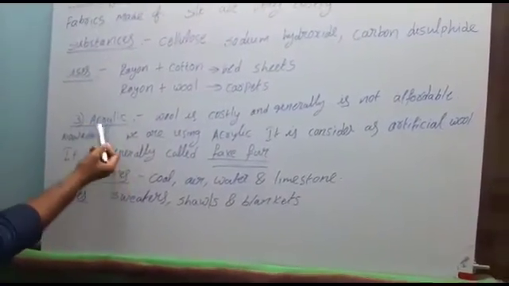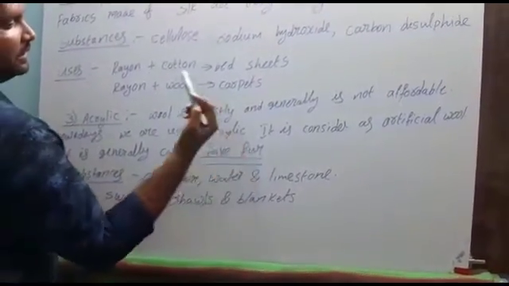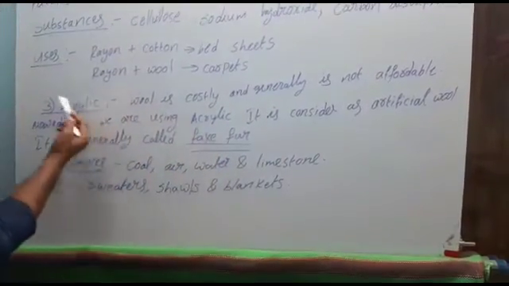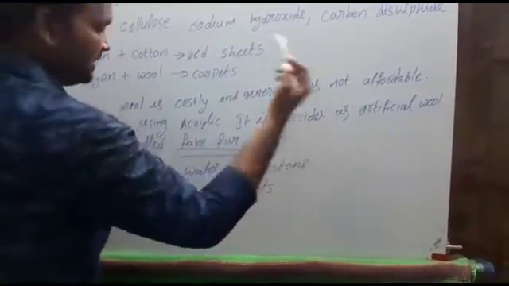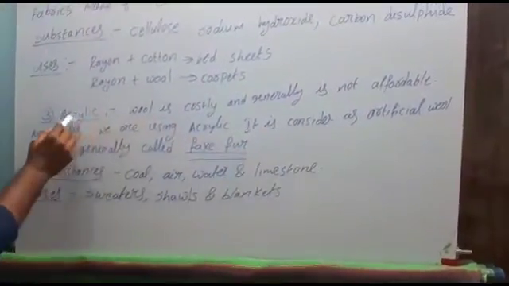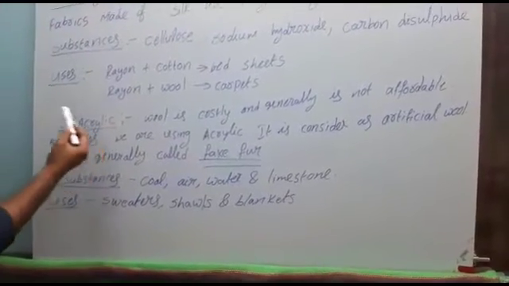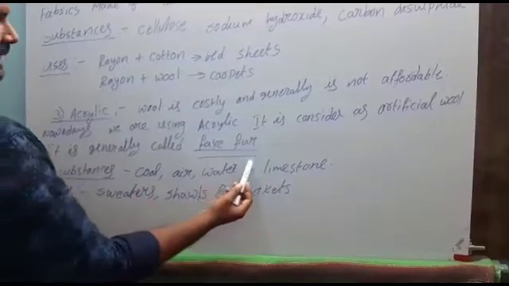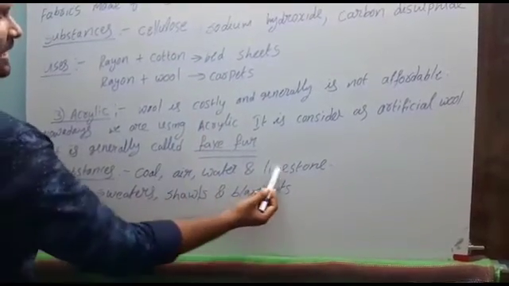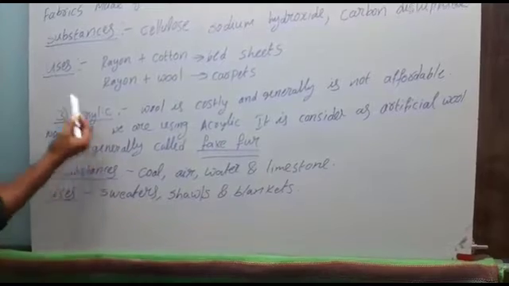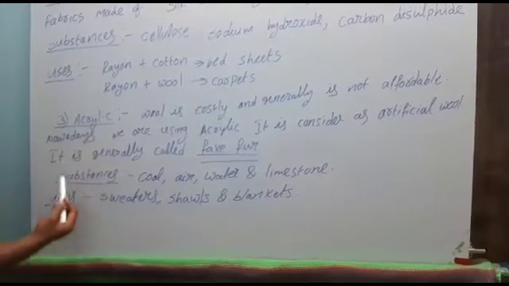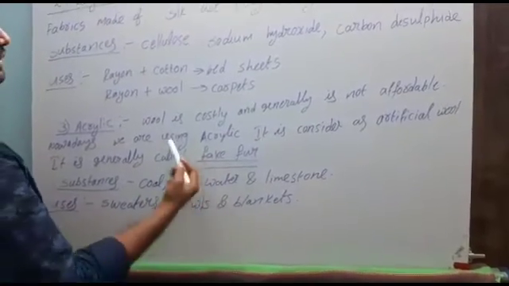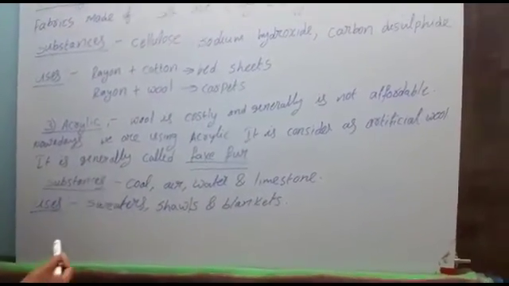So another name of acrylic is fake fur. If they ask you the other name of fake fur, we can say acrylic, and another name is artificial wool. These are two names for acrylic. It is used instead of wool. What substances does acrylic have? Coal, air, water and limestone. These are the substances in acrylic. And what is the use of acrylic? It is used for making sweaters, shawls and blankets.